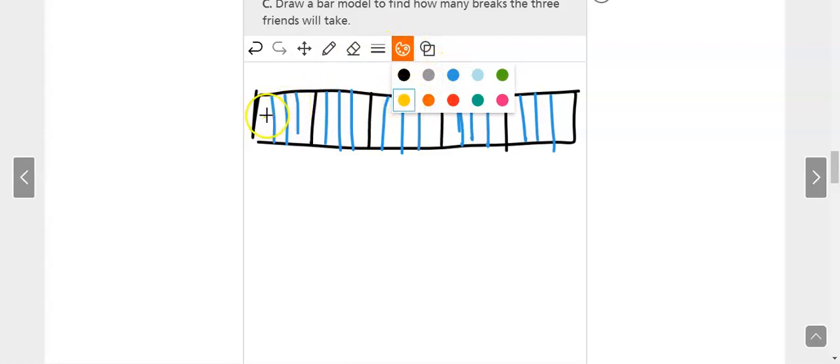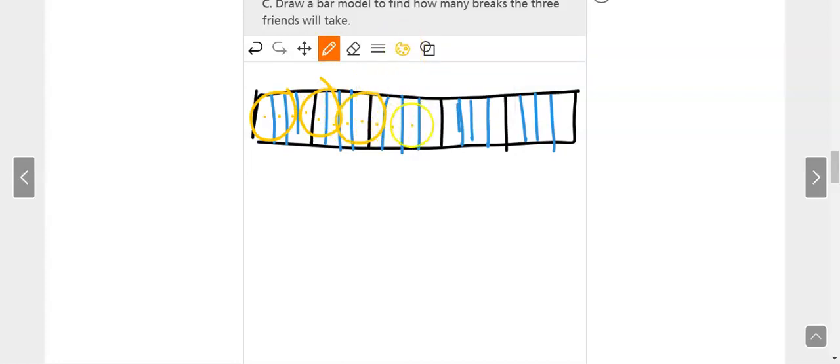So I have 1, 2, 3. Here's another one, 1, 2, 3. Here's another one, 1, 2, 3. And another one, 1, 2, 3. Here's another one, and 1, 2, 3. I cannot go past this one because remember, I needed 4.5. This is half right here. That should be a 2. So I have 1, 2, 3, 4, 5, 6. I got 6.